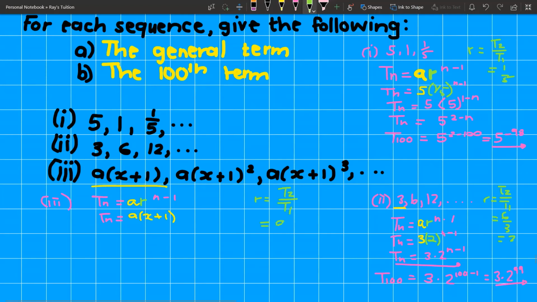I'm going to say T2, which is A times (x plus 1) squared, over A times (x plus 1). The A's cancel out, one of the (x plus 1) factors cancels, leaving us with x plus 1. So our common ratio is x plus 1, to the power of n minus 1. Now we can simplify: x plus 1 times (x plus 1) to the power of n minus 1 is (x plus 1) to the power of n using our exponent laws, and that is the general formula. To find the 100th term, we say A times (x plus 1) to the power of 100, and we can leave it in that form.